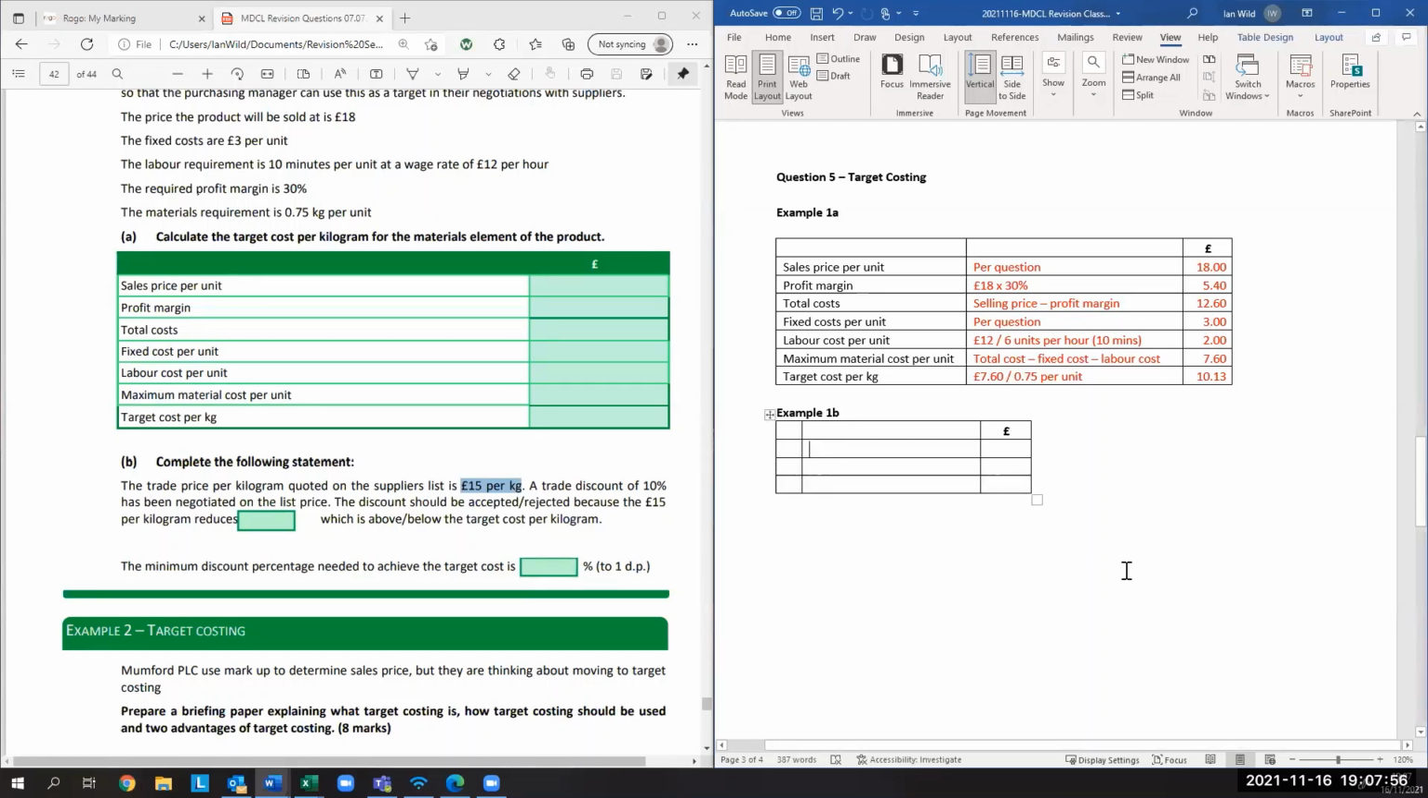So let's put in the supplier's price per kilogram, 15 quid. A trade discount has been negotiated on the list price of 10%. So if we take off our trade discount of 10%, £1.50, that's going to equal our price after our discount, which Natalie's popped in there, £13.50.